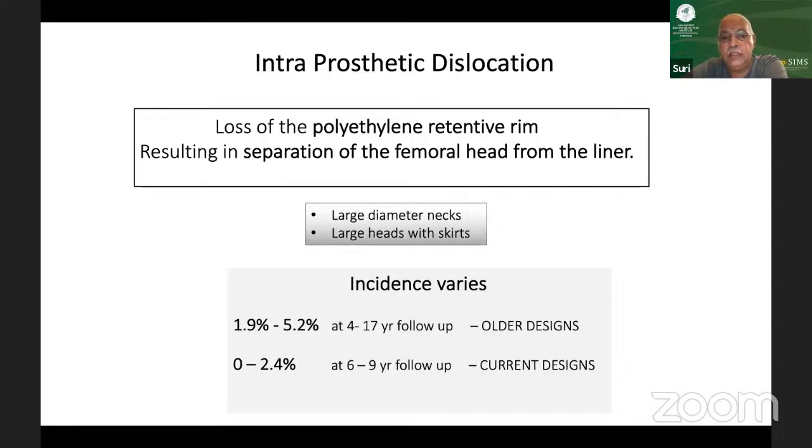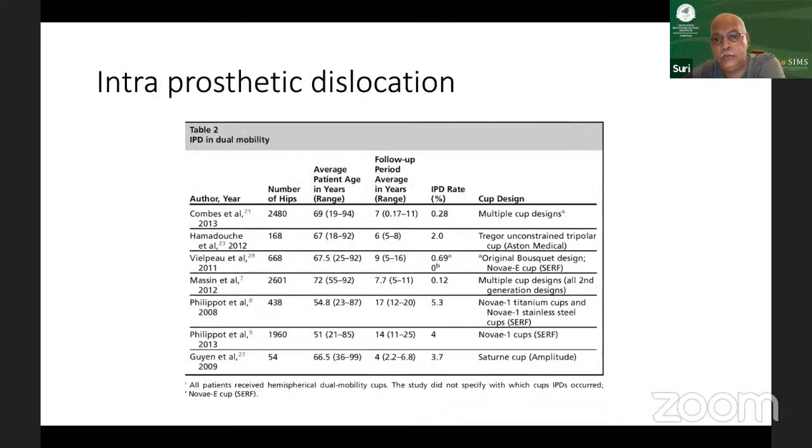In the older designs, it was almost about 5% at 7-8 years follow-up. Basically, again, because of the poly quality, because of the design as well. These had been looked into subsequent to the failures, and the current data, if you say, it is hardly 0 to 2.4%. I'll come to the point of what additionally has changed in this. So current data has been doing some work in regard to minimizing the intraprosthetic dislocations.